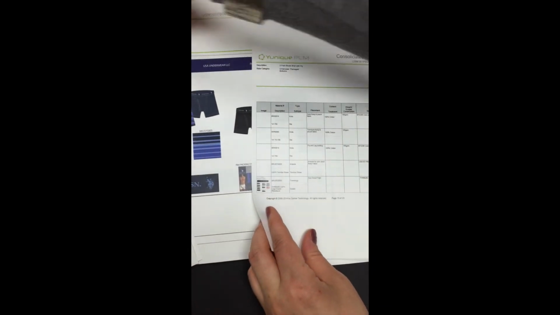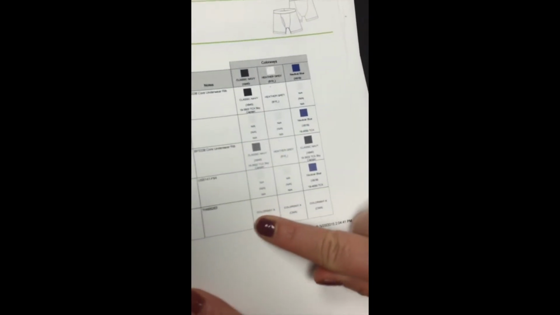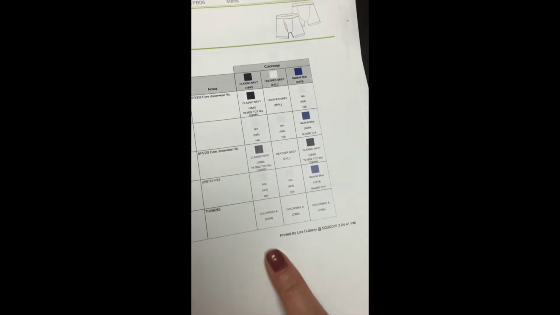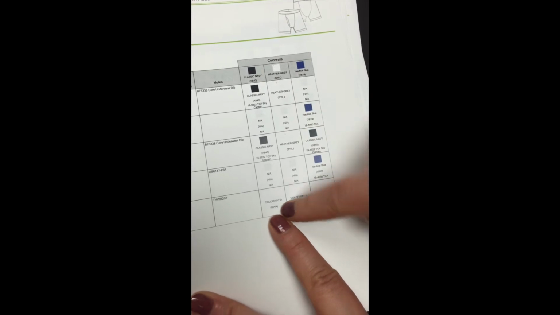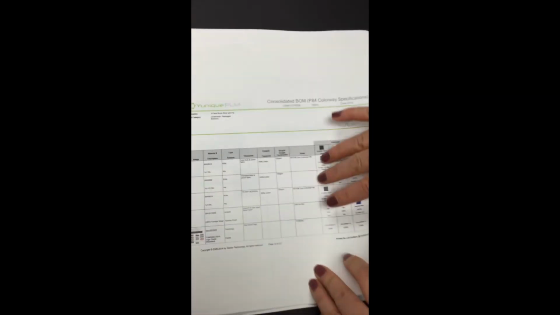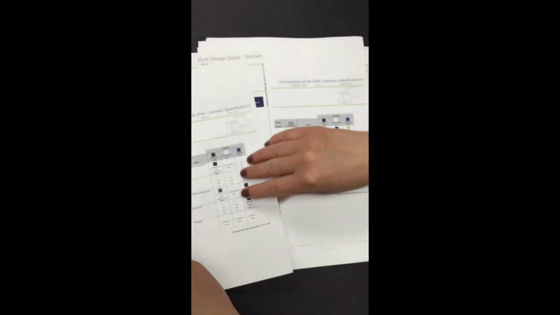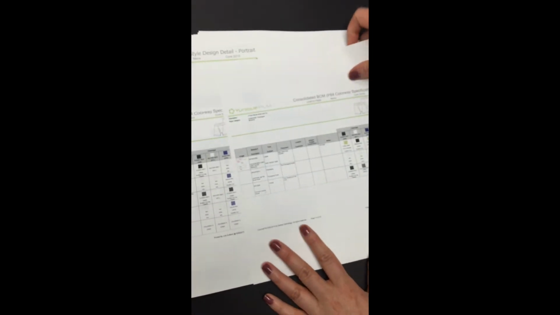So with the trim, we have made it by letter. So generally you'll find colorway A, B, C, and so on and so forth, and you have to connect it. So Classic Navy gets colorway A. If you go to the artwork, there's your colorway A. It's Classic Navy with Silver Lake Blue. This is the rest of that page.